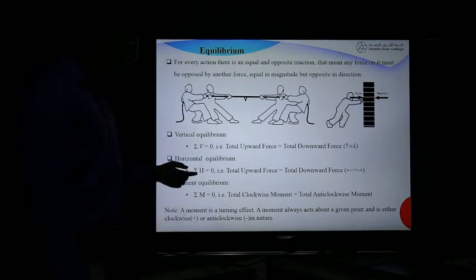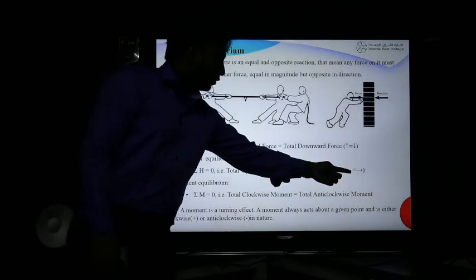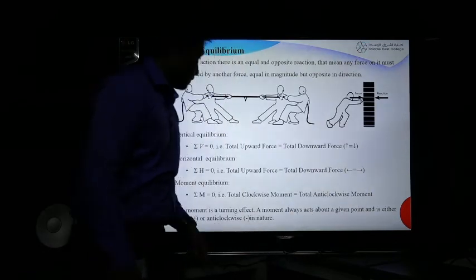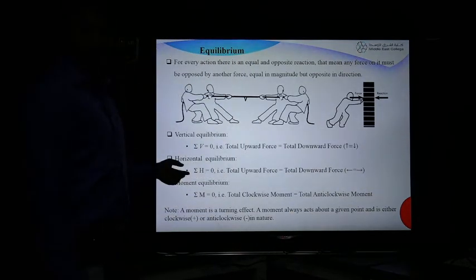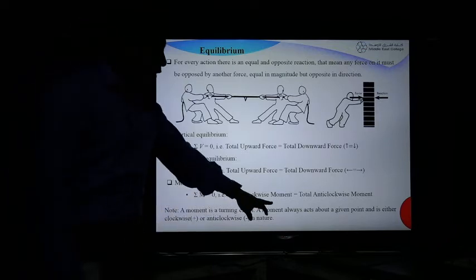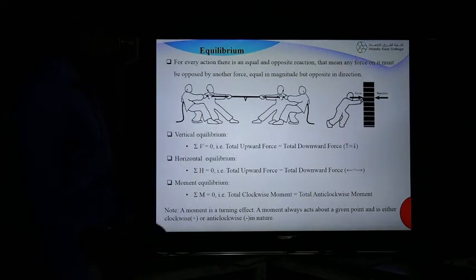Horizontal equilibrium, that is sigma H: total leftward force is equal to total rightward force. See here, the arrows are in the left direction and the right direction. So that is the horizontal equilibrium equation. Then moment equilibrium, that is sigma M is equal to 0, that is, total clockwise moment is equal to total anti-clockwise moment.